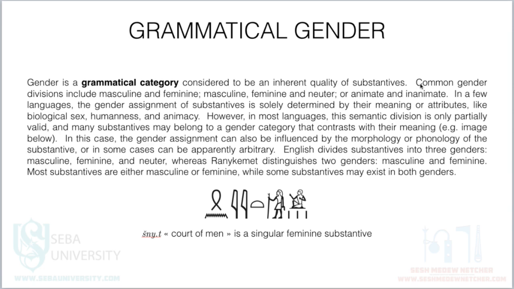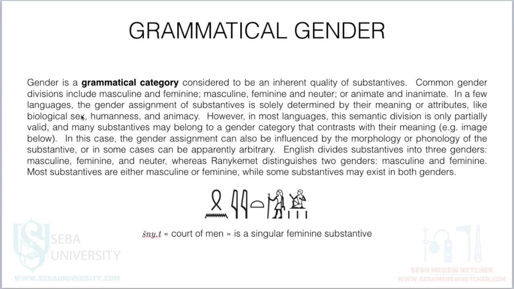So common gender divisions include masculine and feminine, and masculine, feminine, and neuter in English. We also have animate and inanimate. There are some languages that have the gender of animate and inanimate. English, we don't have that. So a lot of us may be unfamiliar with that distinction.